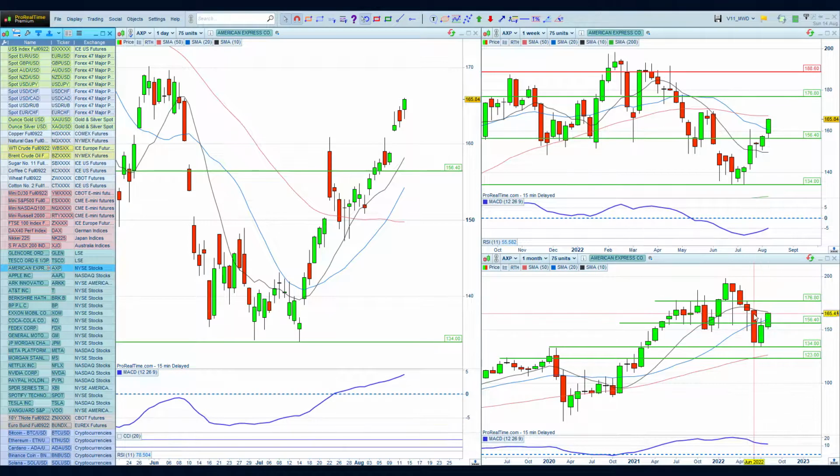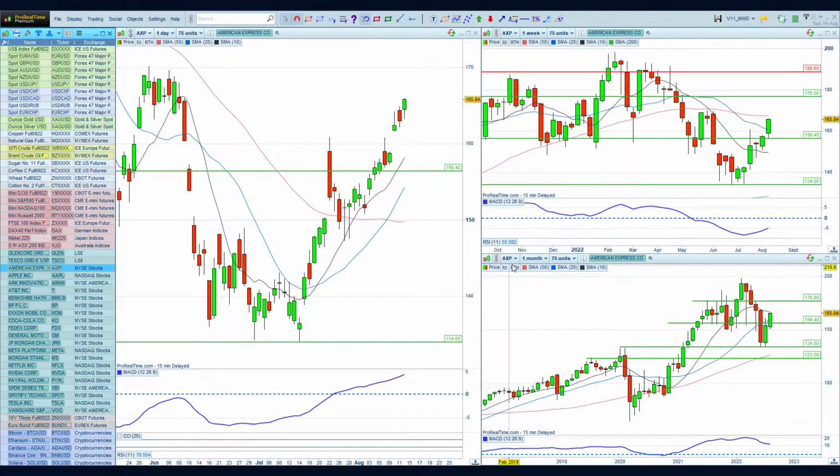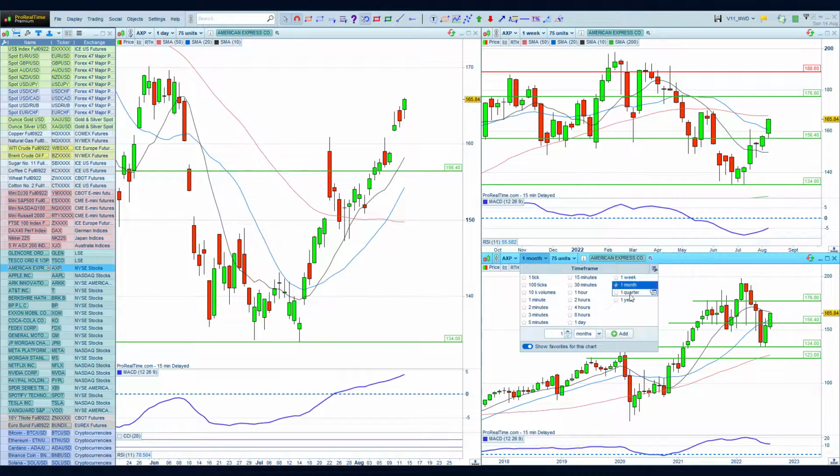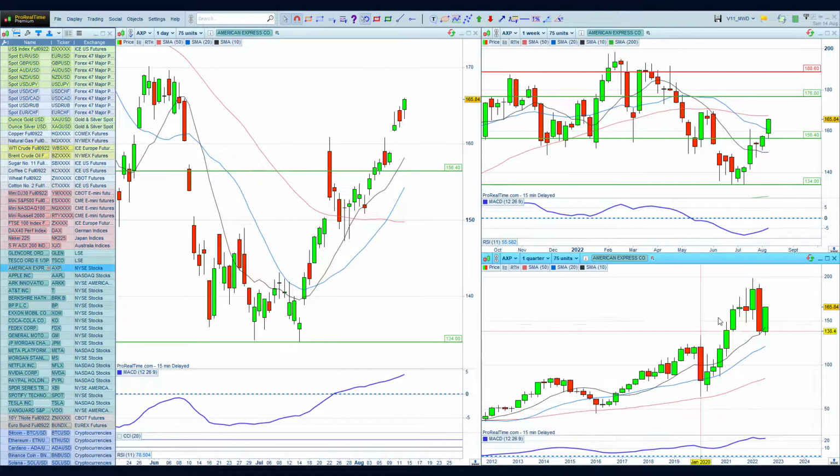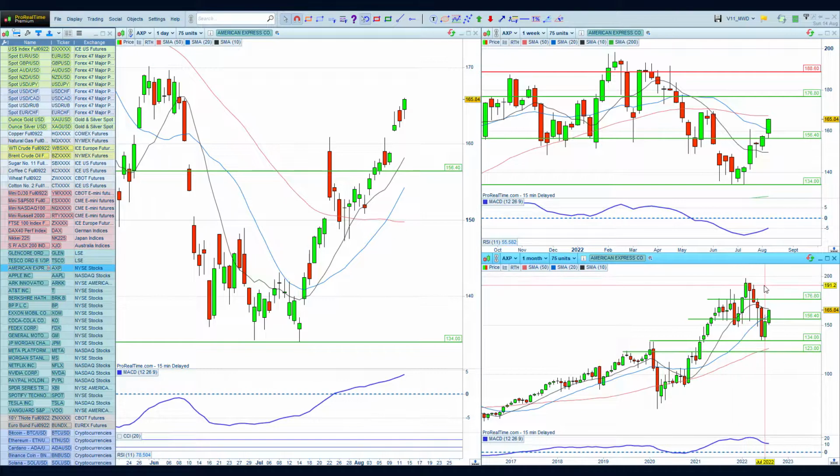Again, got a nice follow-through on Amex. That's also looking pretty good. Let's just have a look at it on a quarterly and see how that looks. Beautiful. Really nice correction. Almost back down to these old highs right there. Looks like it wants to go up. How are they going to respond when they get up to the old highs? That we're going to have to see.